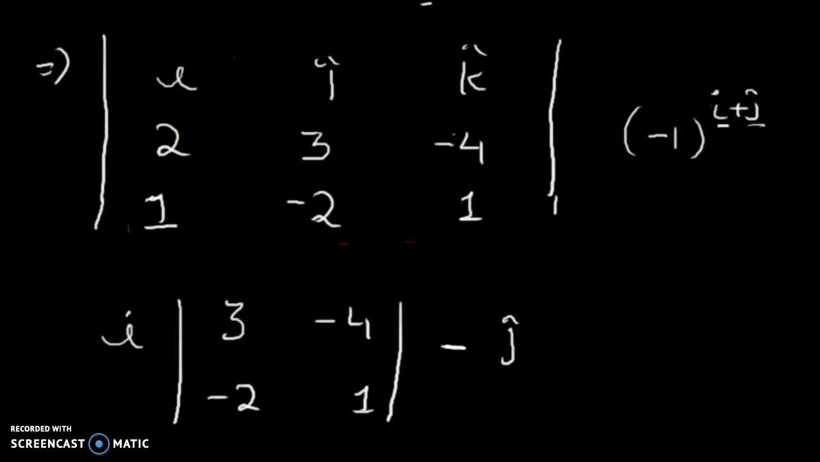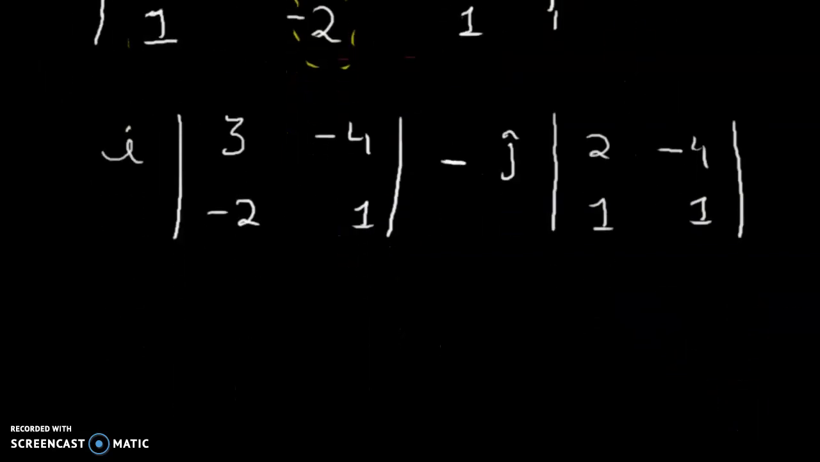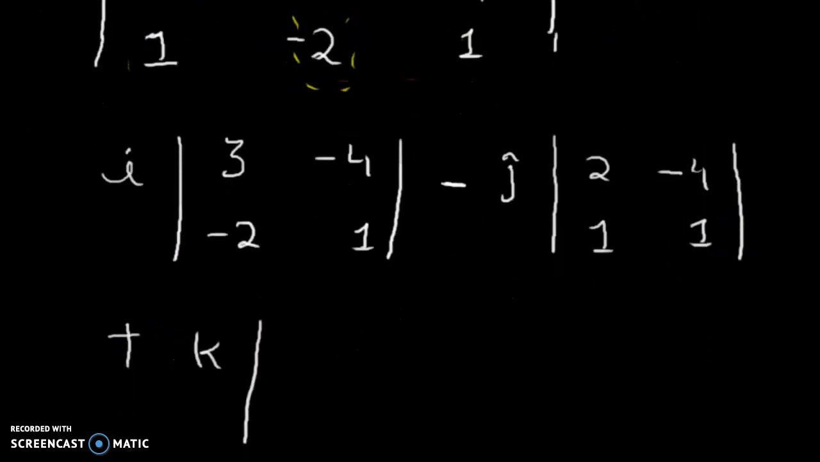So what is the determinant method? In case of the j cap, just hide this column. Okay, then focus over the remaining column. What is the remaining column? 2 1 minus 4 1. Okay, and for the k as well, plus k, hide that row and focus on the remaining. 2 3 1 minus 2.